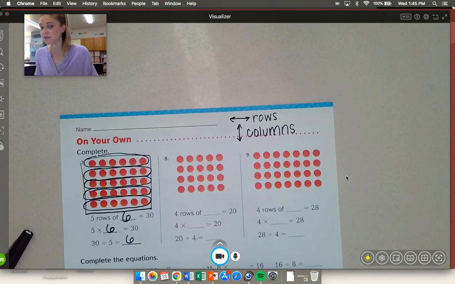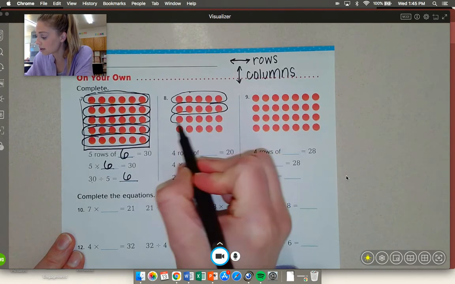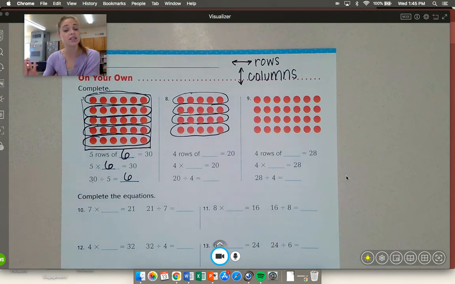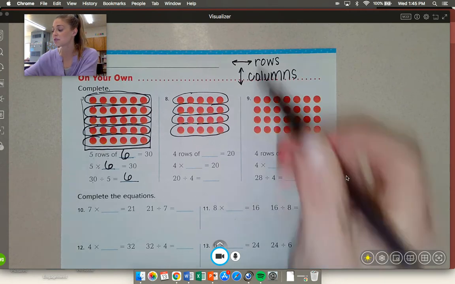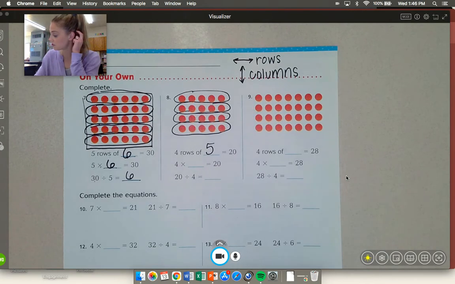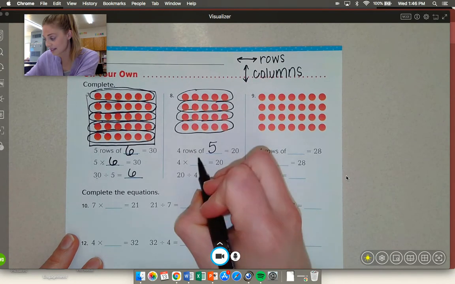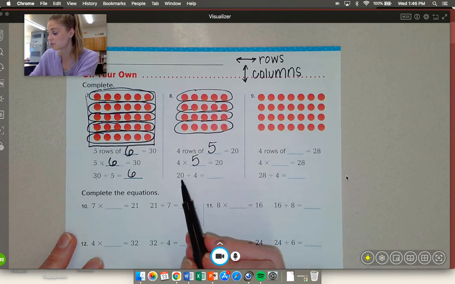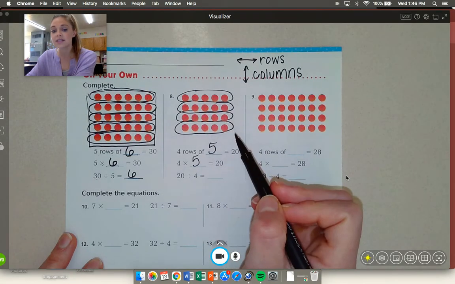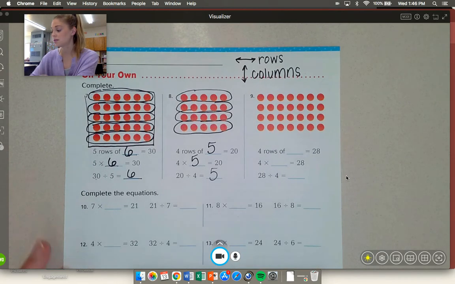So for number 8, we have 4 rows of blank equals 20. Well, I have 1, 2, 3, 4 rows. And you do not have to circle the rows. Sometimes I just like to do it because it helps me see the rows, because we know that rows go across. How many are in each row? If you are thinking 5, then you are correct. 4 rows of 5 equals 20. That means that 4 times what equals 20? 4 groups of what equals 20? 5. And then if we make it division and we do 20, because there's 20 objects in all, 20 divided into 4 rows equals how many in each row? 5. Good.